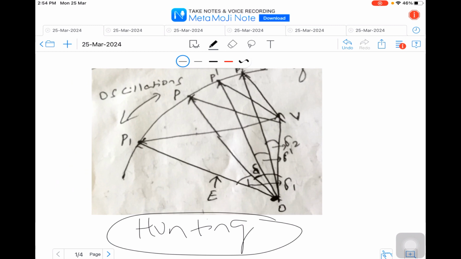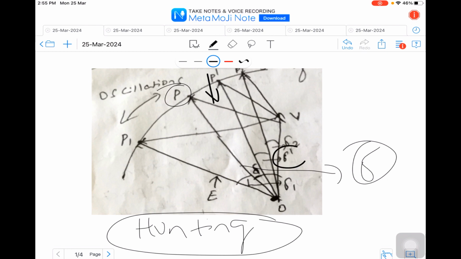Let us understand with the help of a diagram what hunting exactly is. Imagine a synchronous generator working at a constant load with a power angle delta, and the operating point being P. Now imagine the load is suddenly changed. Because of the load change, there is a new operating point, P dash, with a new angle, delta dash.